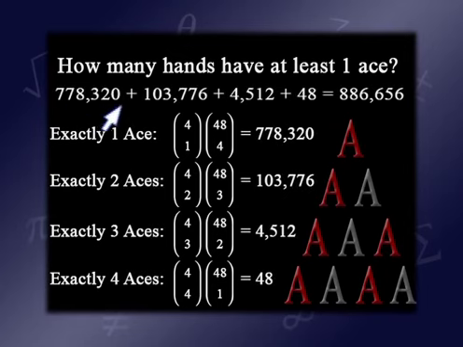So adding all those cases together, we get 886,656 different poker hands. Now, like I said at the beginning of this lecture, one of the great things about combinatorial problems, counting problems, is that you can do these problems many different ways. So here's, I think, an even slicker way of doing that last problem.